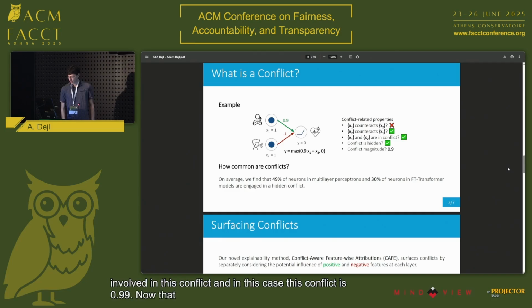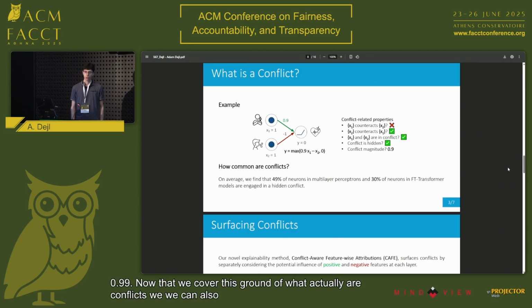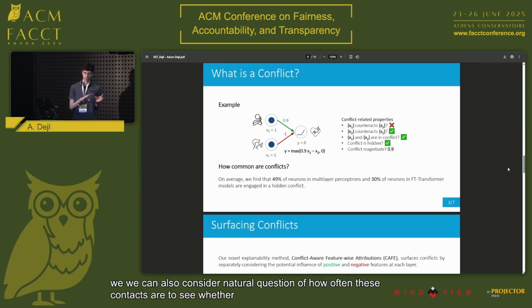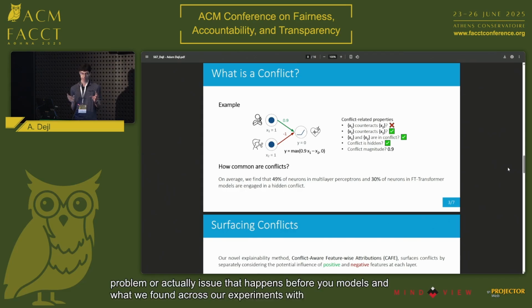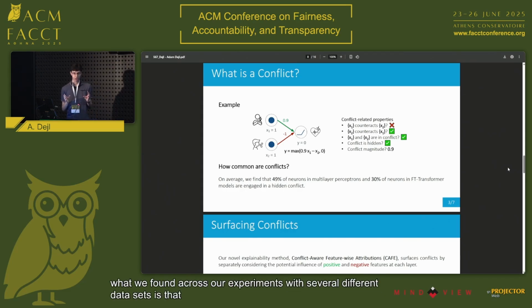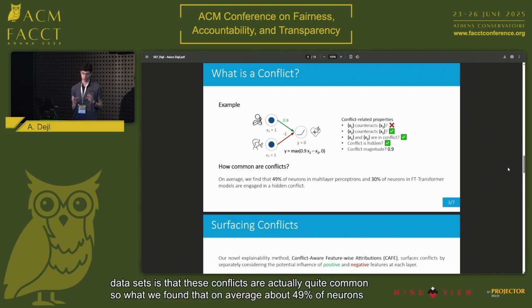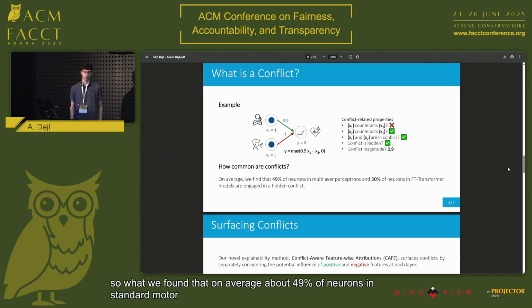Now that we covered this ground of what actually are conflicts, we can also consider a natural question of how often these conflicts actually occur, to see whether this is more of a theoretical problem or an actual issue that happens with real models. And what we found across our experiments with several different data sets is that these conflicts are actually quite common. On average, about 49% of neurons in standard multilayer perceptrons are engaged in hidden conflicts. So the share of all conflicts is actually likely much greater than that.